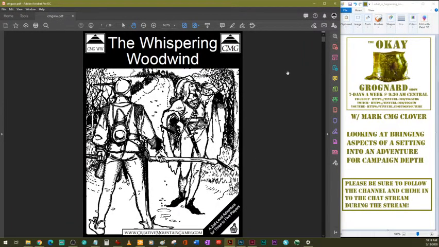But again, this adventure was written for 3.5. That doesn't mean it wouldn't be easy to add it into any setting in any system, as long as it's medieval fantasy. Obviously this is not something you'd want to use for a sci-fi campaign.